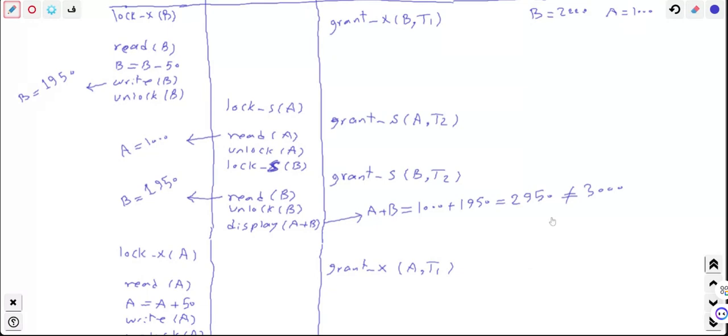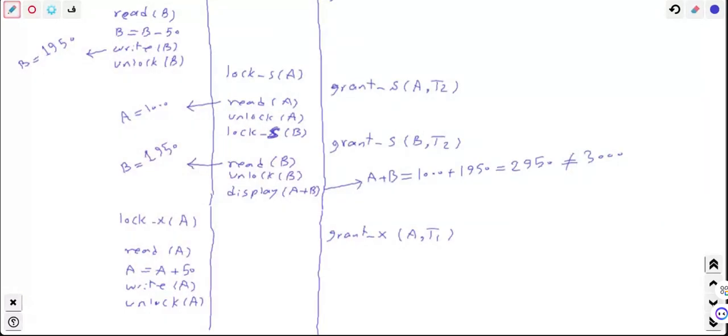So on the display, the user sees that the sum of the amount of accounts is 2950, but it is not okay, because before running this schedule, the sum of the amount of the accounts was 3000, so $50 is missed here, and the situation is not consistent. So as we see, there is an inconsistency here.